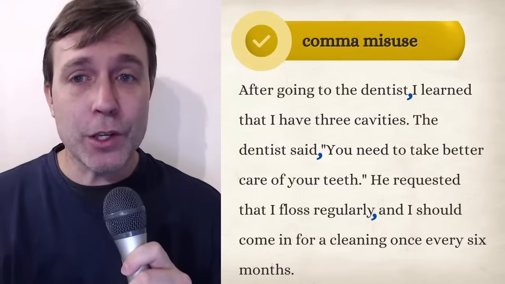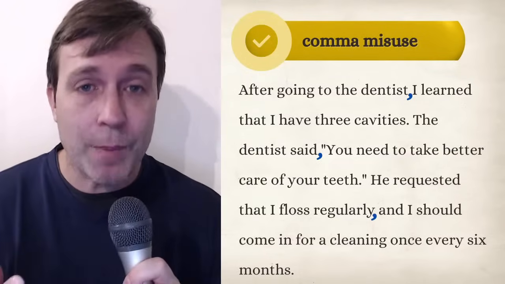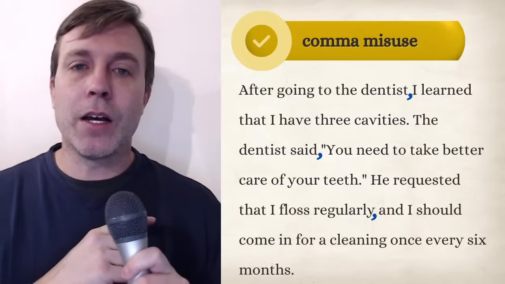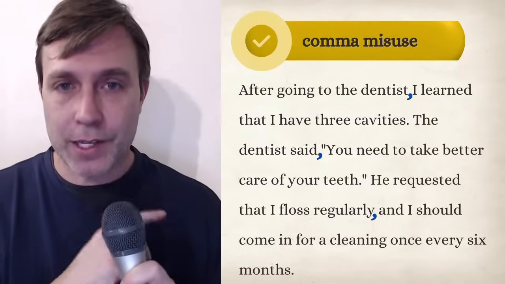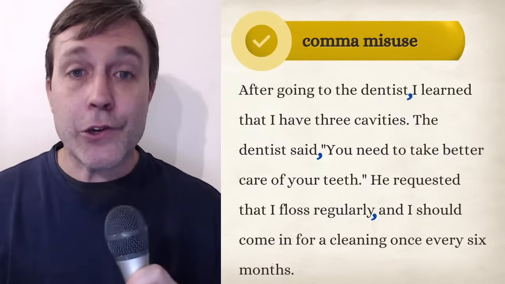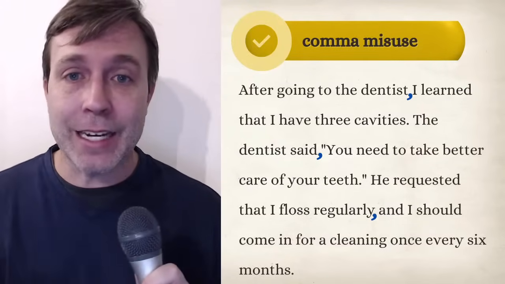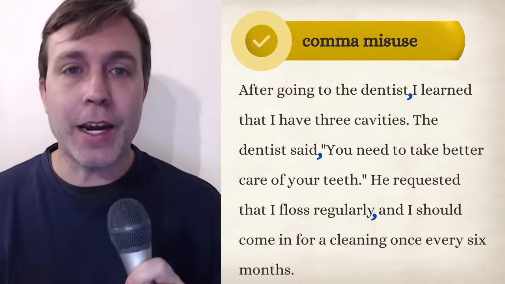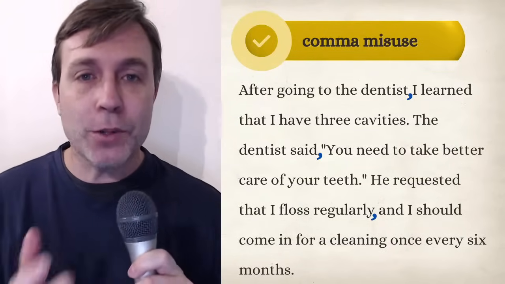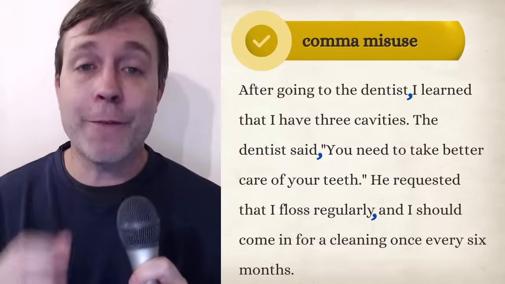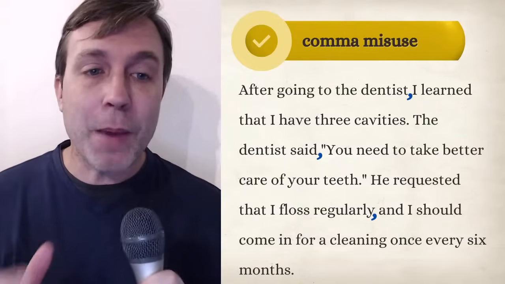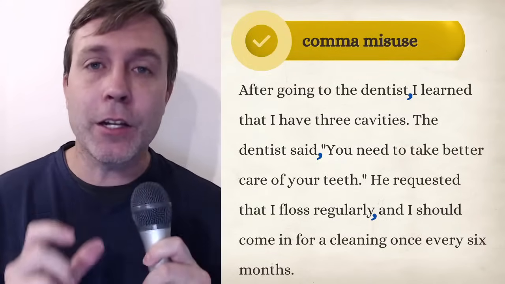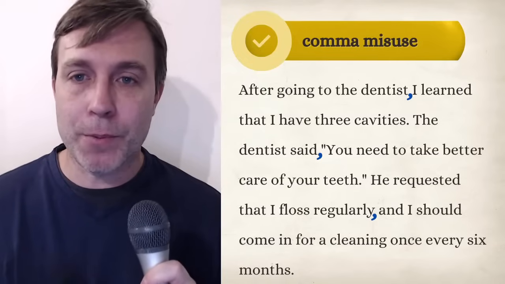So comma misuse could be you're using a comma when you shouldn't. Perhaps you're using a full stop. But in all of these mistakes right here, I should have used a comma, but I didn't. After I go to the dentist, comma, I learn that I have 3 cavities. After going to the dentist, that is my adverb phrase. When it comes before the independent clause, you need a comma to separate those.